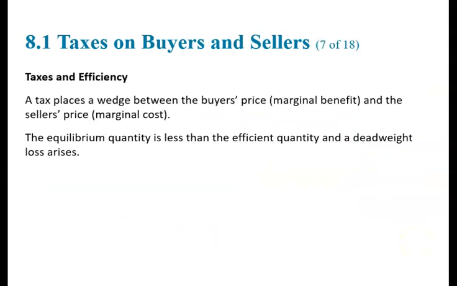Next we will take a look at the relationship between taxes and efficiency. As the previous figures suggest, after the imposition of the tax there's a loss of efficiency in the market, and some sort of inefficiency results. We will take a look at that in greater detail now. The equilibrium quantity is less than the efficient quantity, and a deadweight loss arises because of taxes. So let's see how that happens.